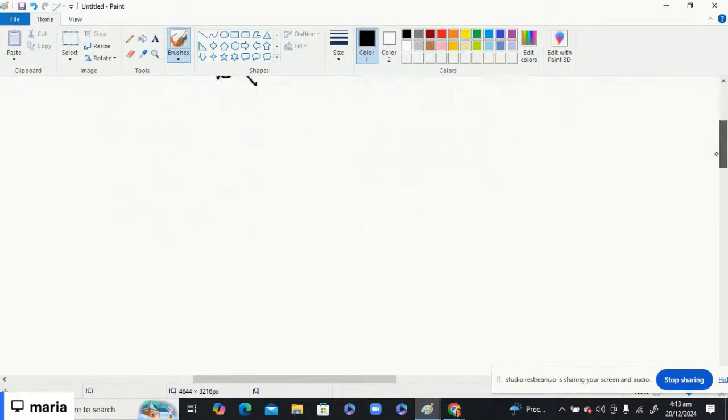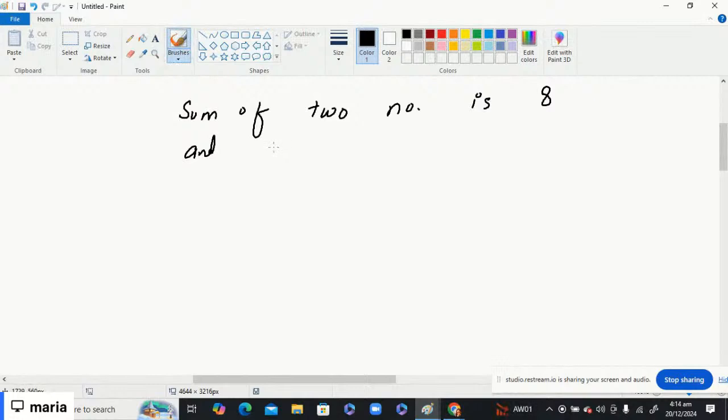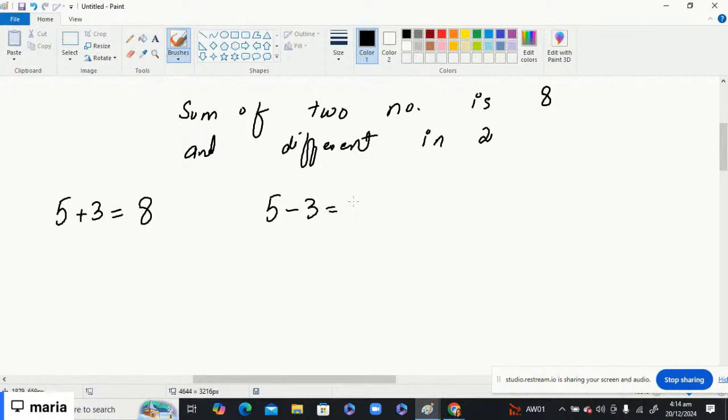Okay, let's suppose I write down: the sum of two numbers is 8 and the difference is 2. So let's suppose we put 5 plus 3. 5 plus 3 is 8. And when you subtract, is the answer 2? 5 minus 3 is 2. This is right.